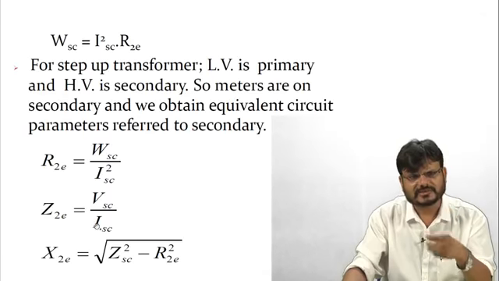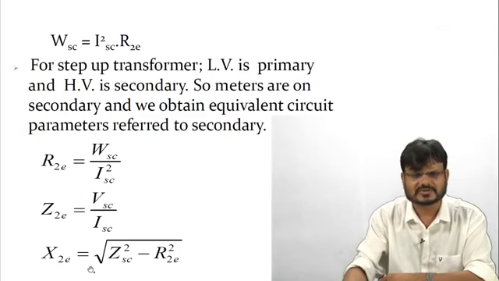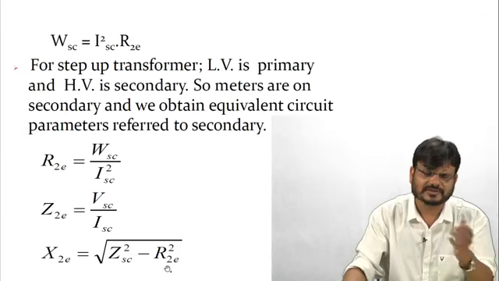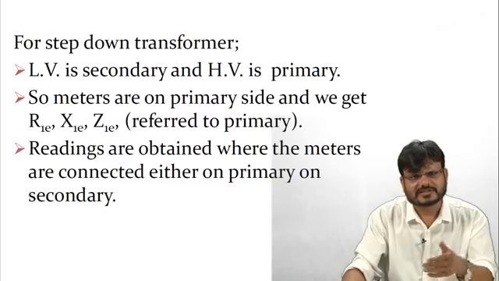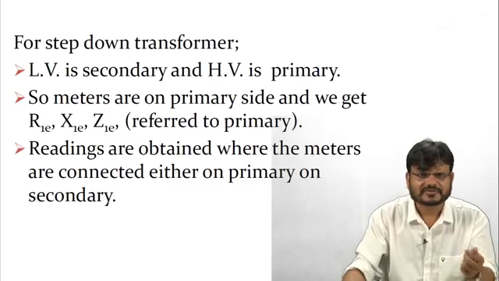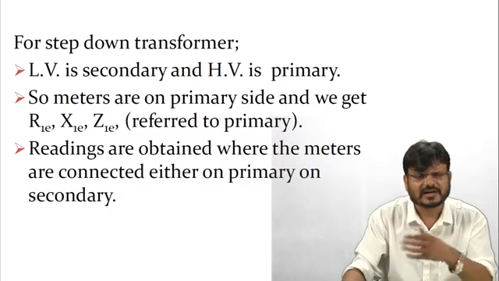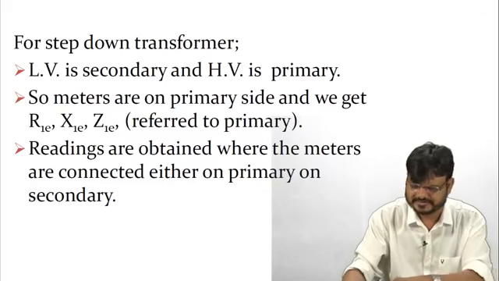Similarly, Z2 is equal to the short circuit voltage divided by the short circuit current. So you have a value of the impedance and a value of the resistance, so you can easily calculate the reactance X2E. X2E can be written as the square root of Z square minus R square, and all these parameters are referred to the secondary side. For a step down transformer, the low voltage is the secondary and high voltage is the primary. So meters are on the primary side and we get R1E, X1E, Z1E, unlike a step up transformer. Readings are obtained where the meters are connected, either on the primary or secondary side.